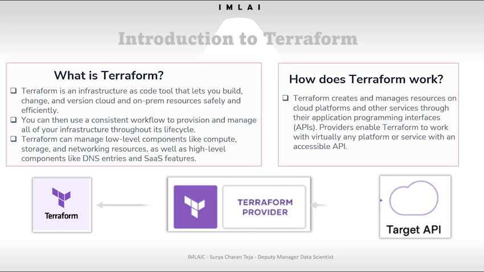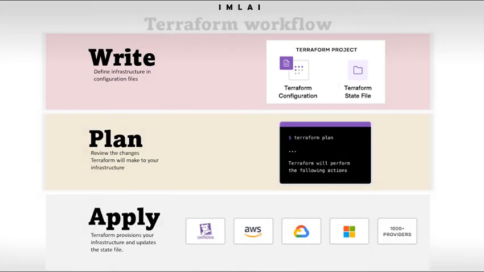Now let's look into the Terraform workflow. HashiCorp and the Terraform community have already written thousands of providers to manage many different types of resources and services. You can find all publicly available providers on the Terraform registry, including Amazon Web Services, Azure, Google Cloud Platform, Kubernetes, Helm, GitHub, Splunk, Datadog, and many more.